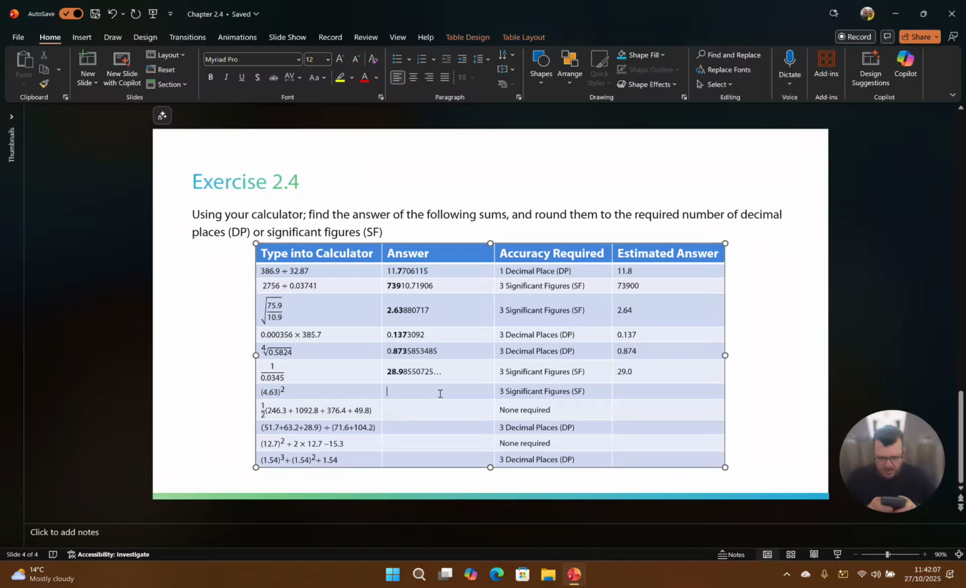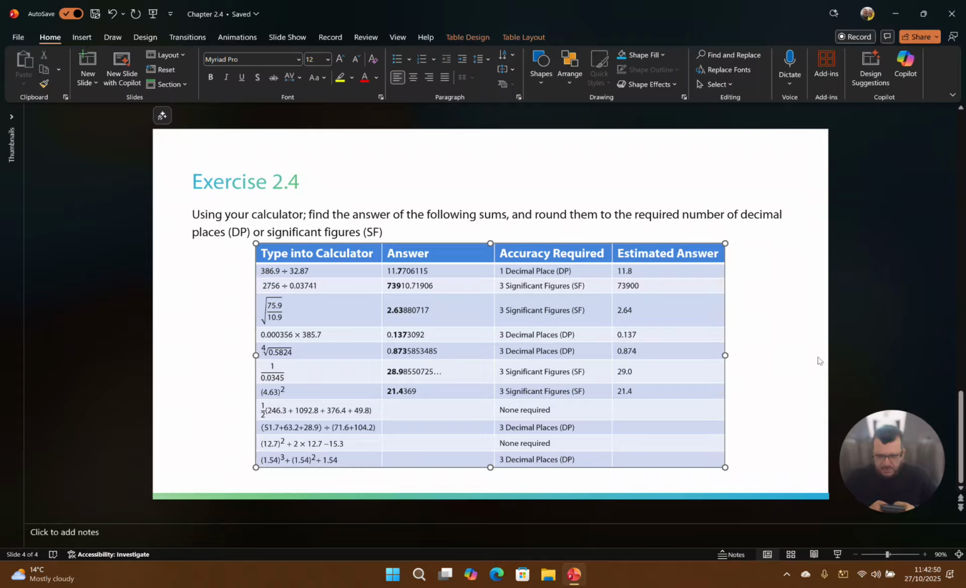Next, 4.63 squared. We've put the 4.63 in brackets. That's what we've got there. And we again are requiring 3 significant figures. And the 3 is less than the 5. So then the number stays as is. This is an interesting one. Luckily there is no accuracy required, as you just type the number as is.